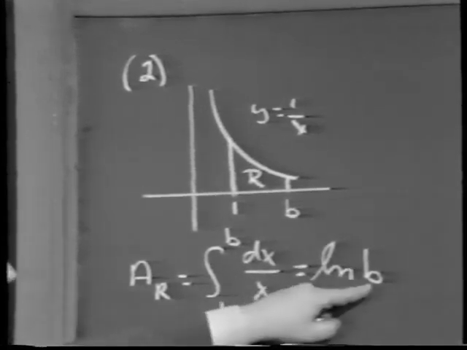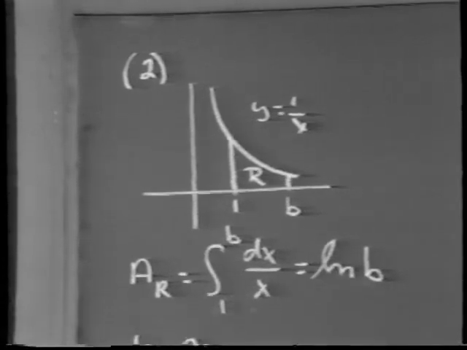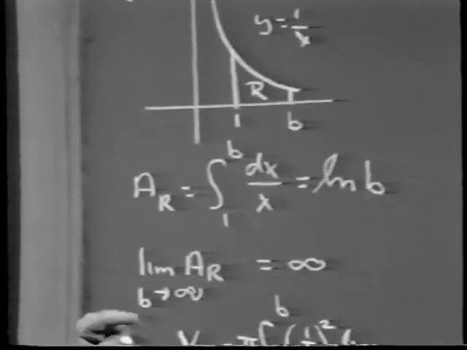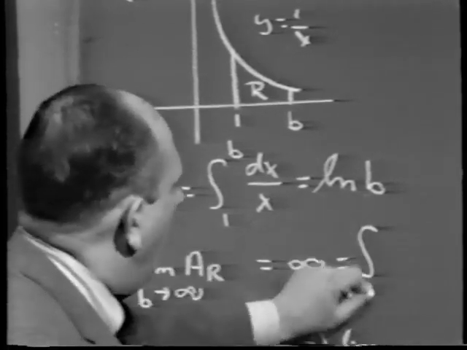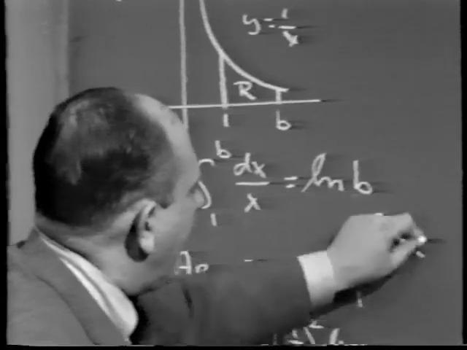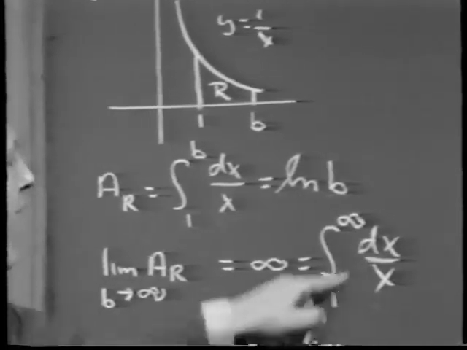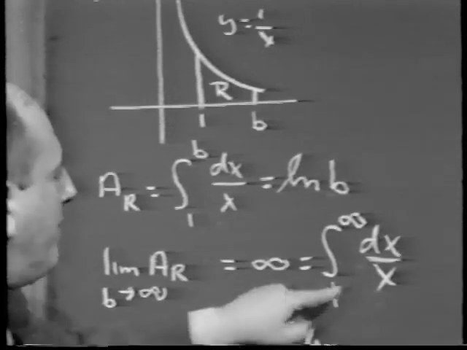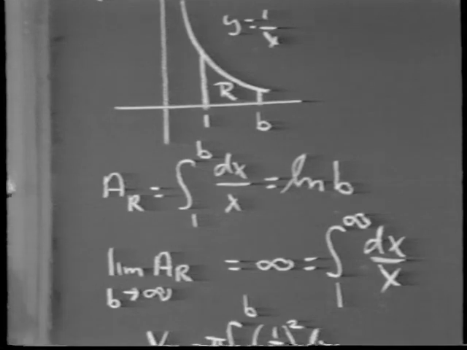And since as b increases without bound, its log increases without bound, we find that the area of the region R is infinite. In fact, another way of saying this is what? This is the integral from 1 to infinity dx over x. And this is therefore a divergent, improper integral of the second type. All right, so far so good at any rate.